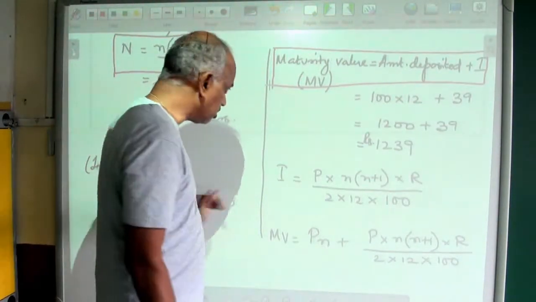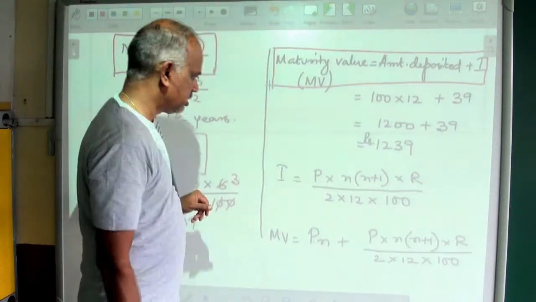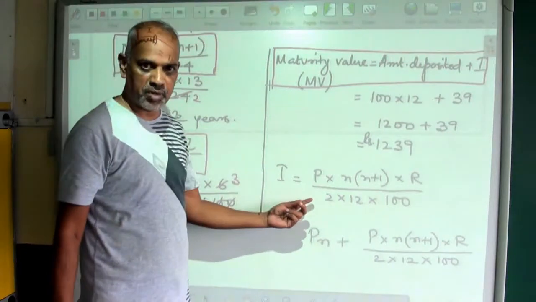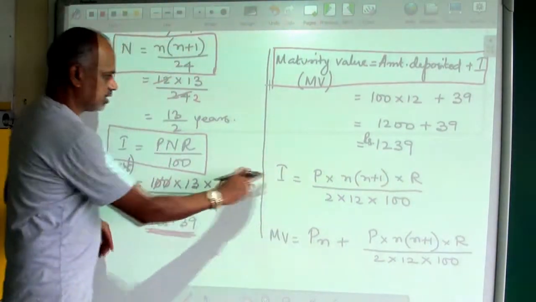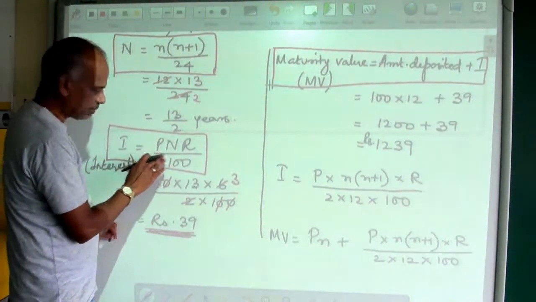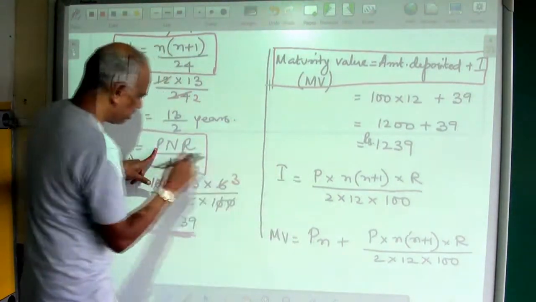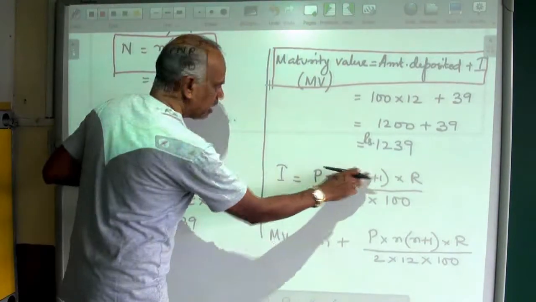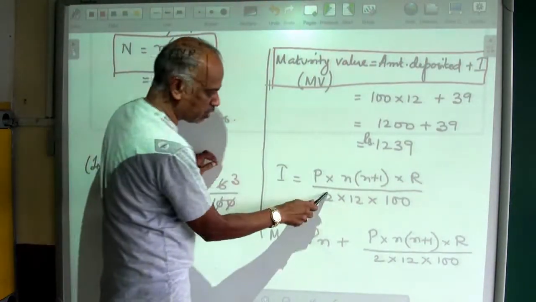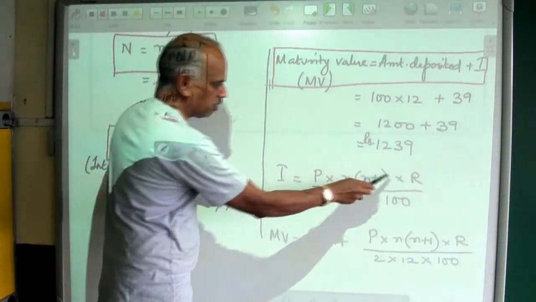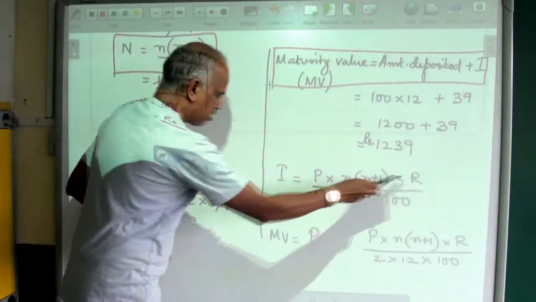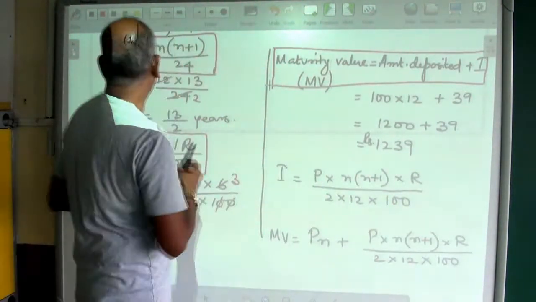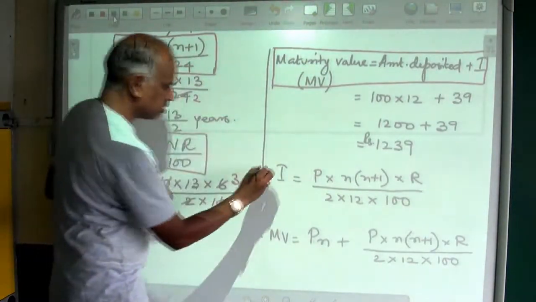Now you can use this method, or for finding interest you can also use this formula. This formula is actually from here only. P into, instead of writing capital N, you can write small n into n plus 1 divided by 24, which is actually 2 into 12 into rate R by 100. You can use this formula also for calculating your interest. This one.